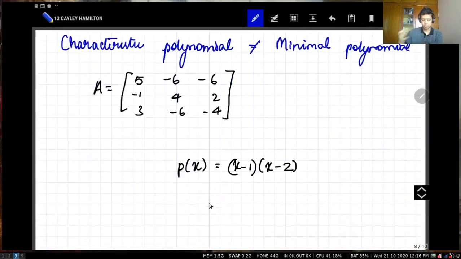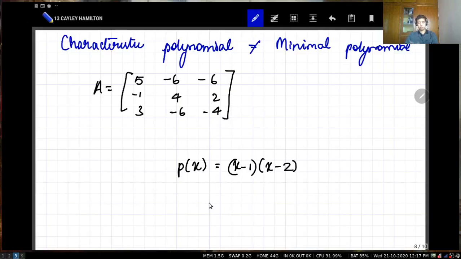So one thing that must be noted over here is that the characteristic polynomial of a matrix is not necessarily equal to the minimal polynomial of a matrix. So here is an example. Consider this particular matrix A: 5, minus 6, minus 6; minus 1, 4, 2; 3, minus 6, minus 4. So I want you to pause this video and compute the characteristic polynomial of A.